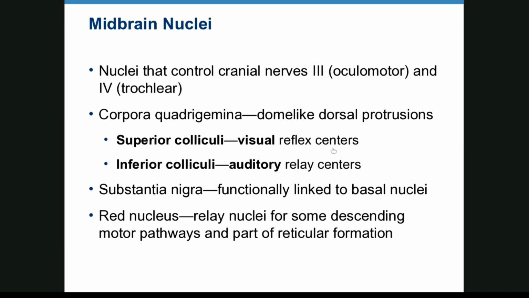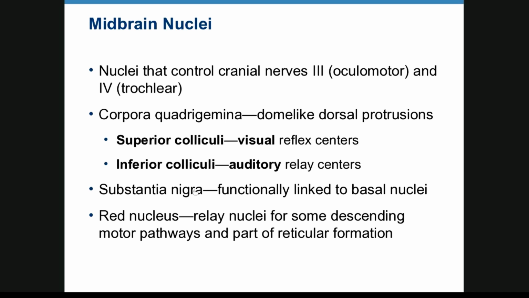Midbrain nuclei are, again, little pieces of gray matter that are located outside the cortexes of the brain. Superior colliculus, y'all remember we looked at that. The easiest place to find that was when we moved the cerebellum down and looked between the cerebellum and the cerebrum. You could easily see the superior and inferior colliculi. They're known as the corpora quadrigemini. Okay, the superior is involved in visual reflex centers, inferior with auditory relay centers.